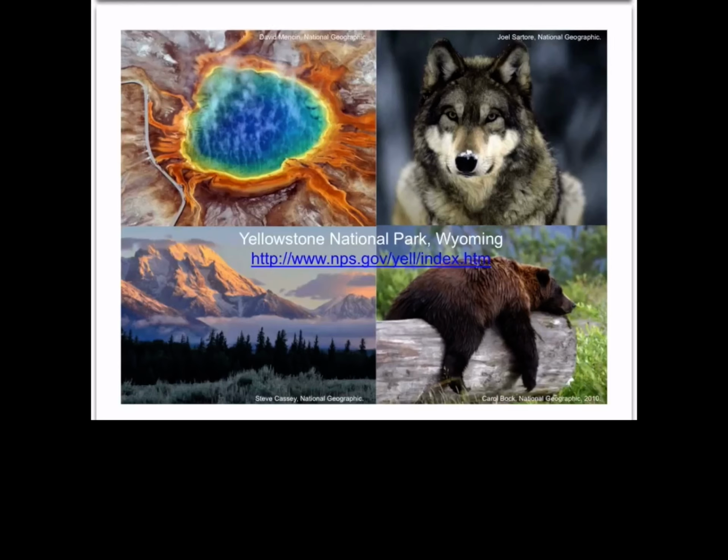Top left shows the Grand Prismatic Spring, which is located in this park. It's about 70 degrees Celsius or about 150 degrees Fahrenheit, and the colors are from the assortment of microorganisms that live in that hot spring. You can also see gray wolves, which are shown here, the Grand Teton Mountains, which are to the south of the park, and of course, the cute, cuddly grizzly bears as well.